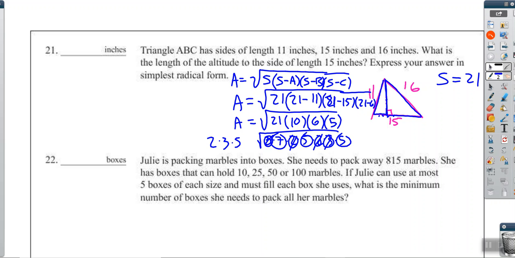Well, 2 times 3 is 6, 6 times 5 is 30. So we have 30 square root of 7. That's the area of the whole triangle. And we know that's going to be equal to half the base. Well, the base is 15 times the height. Let's call that h. So, well, multiply both sides by 2. So I get 15h is equal to 60 square root of 7.